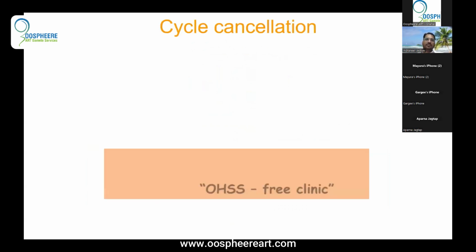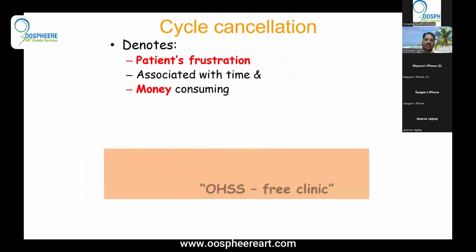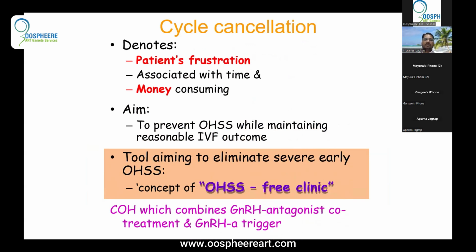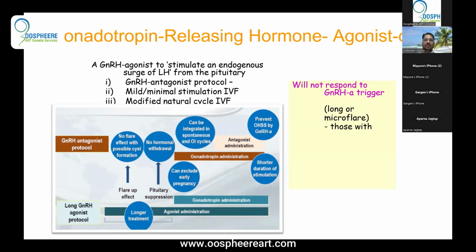But what is happening with cycle cancellation? The patient's frustration is increasing, money is consumed. So the aim will be to have an OHSS free clinic. And for that OHSS free clinic, we can use GnRH agonist trigger, which may be better. So how does this GnRH trigger act, and in which cycles can it be used? It can be used in antagonist protocol, mild or minimal stimulation protocol, or modified natural cycle protocol.